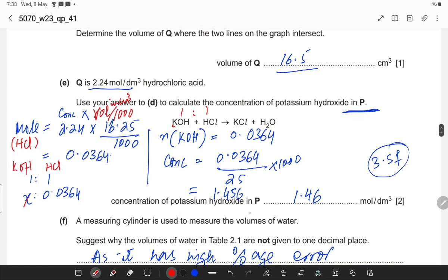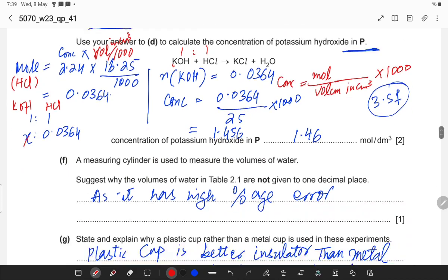So the concentration formula is moles over volume, with volume in cm³ multiplied by 1000. This is how to calculate the concentration. So we have 0.0364 mol and 25 cm³ is the volume, times 1000. We get 1.46 mol per dm³. This is the concentration of potassium hydroxide in P.